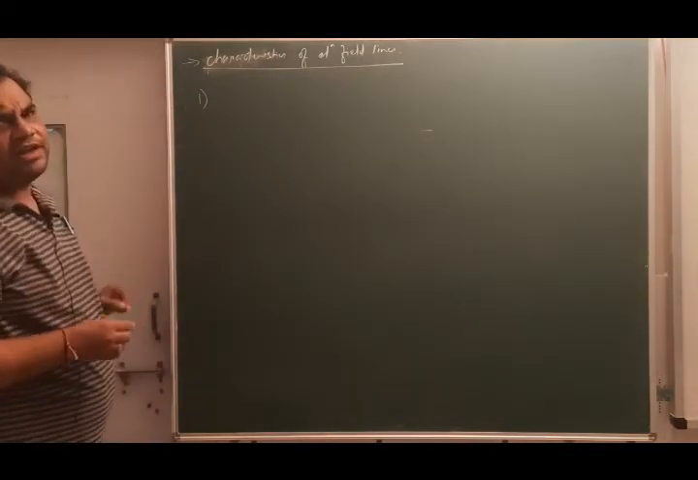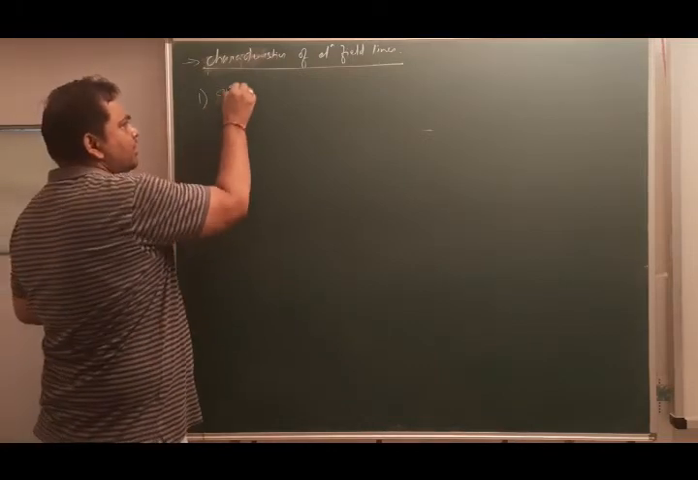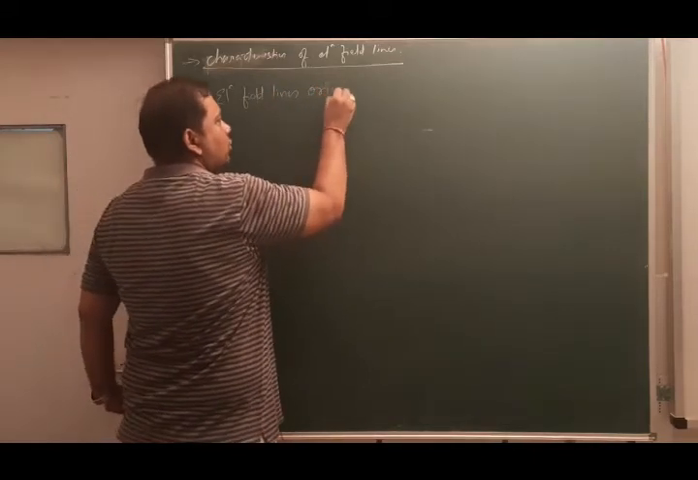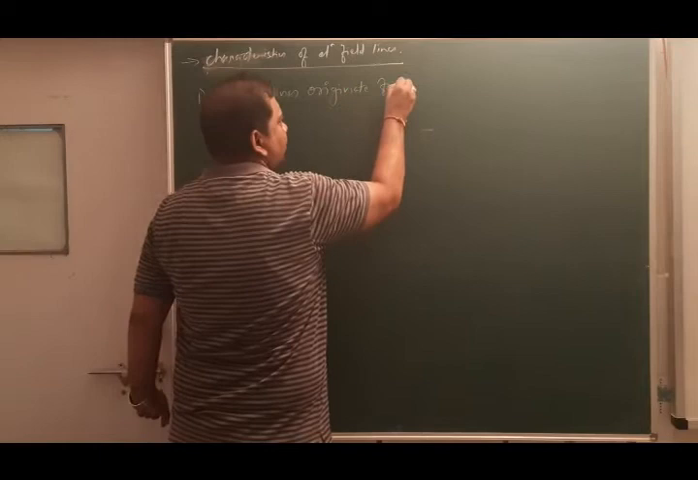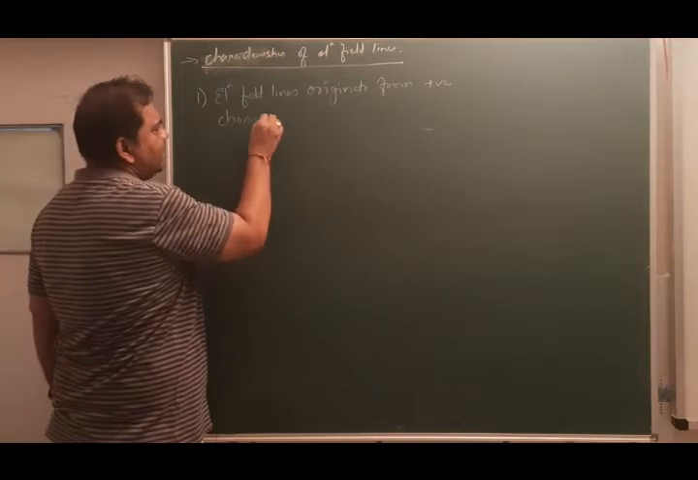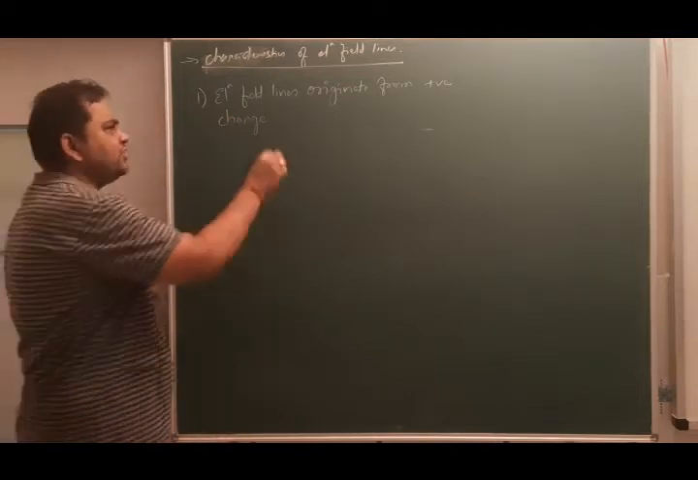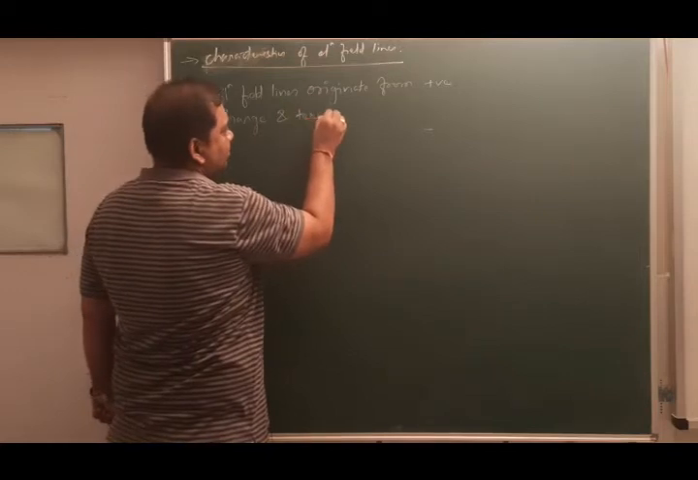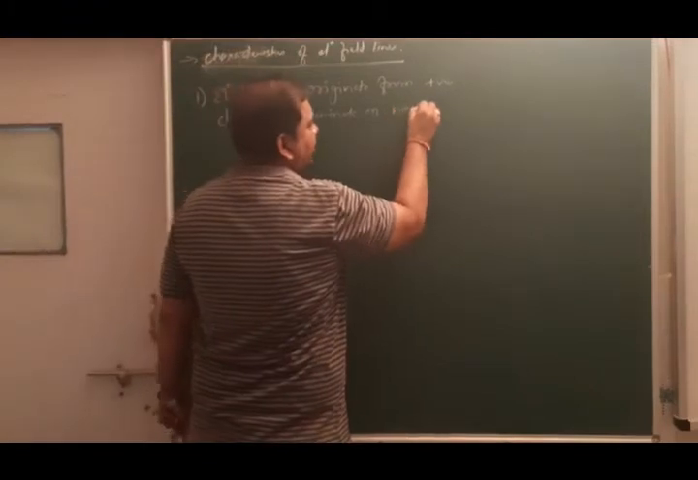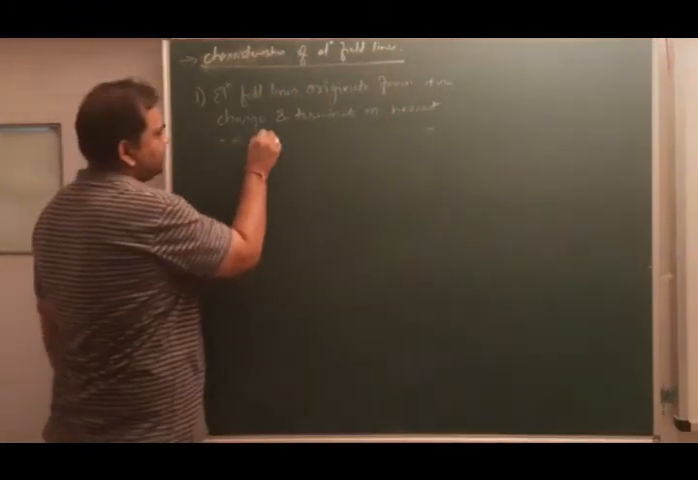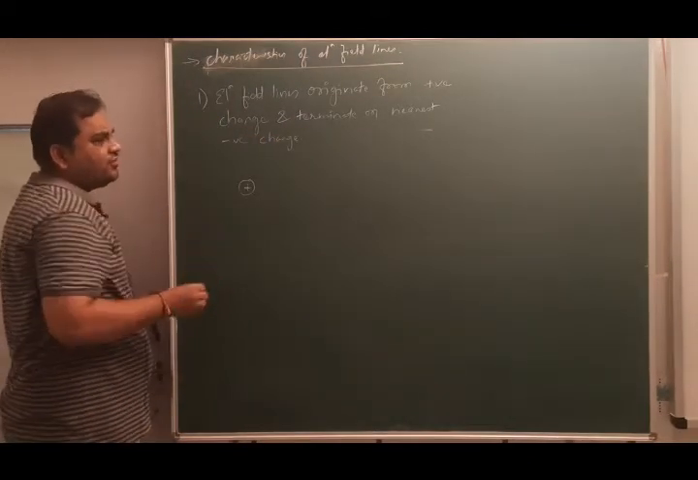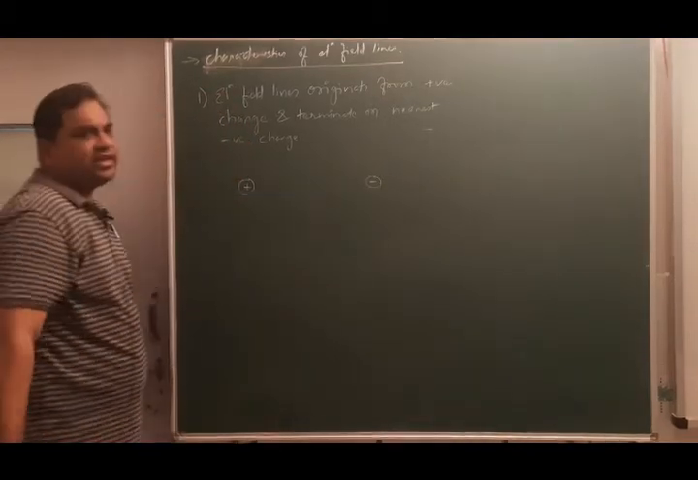The first characteristic of electric field lines is that electric field lines originate from positive charge and terminate on the nearest negative charge. Electric field lines originate from positive charge and they terminate on the nearest negative charge.